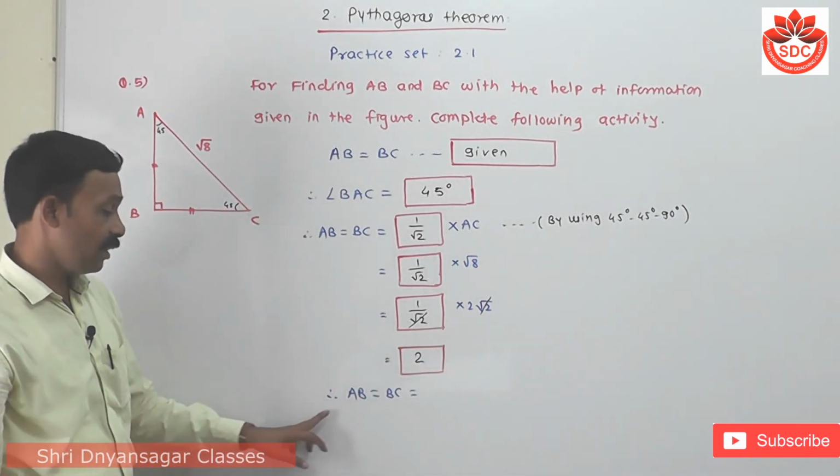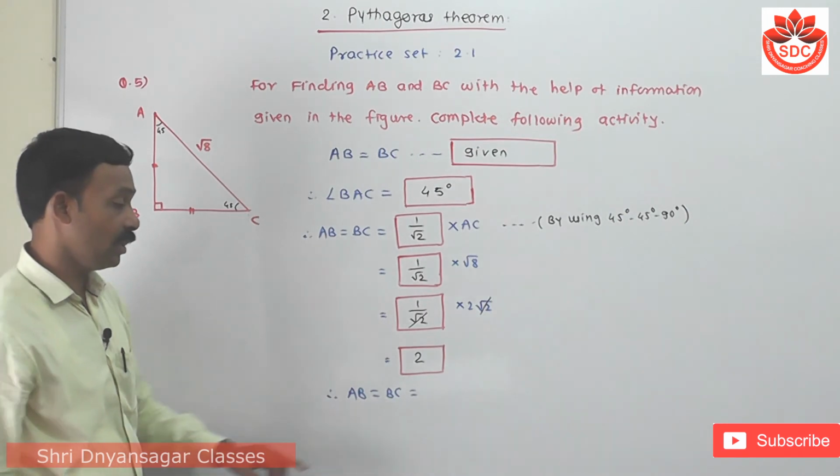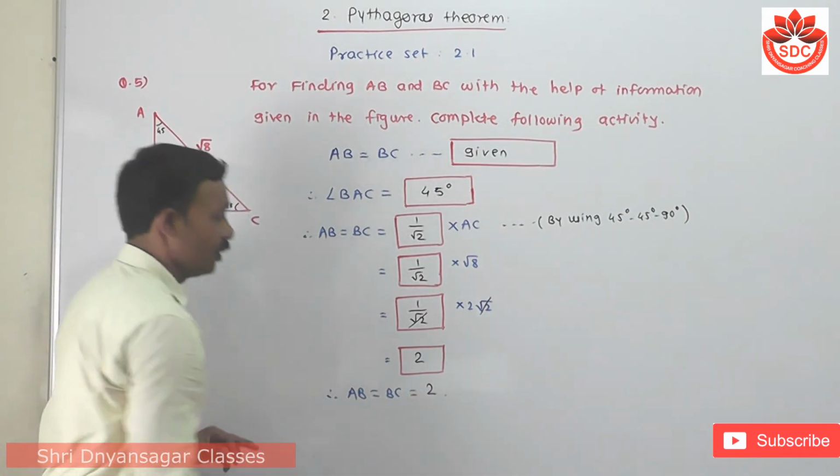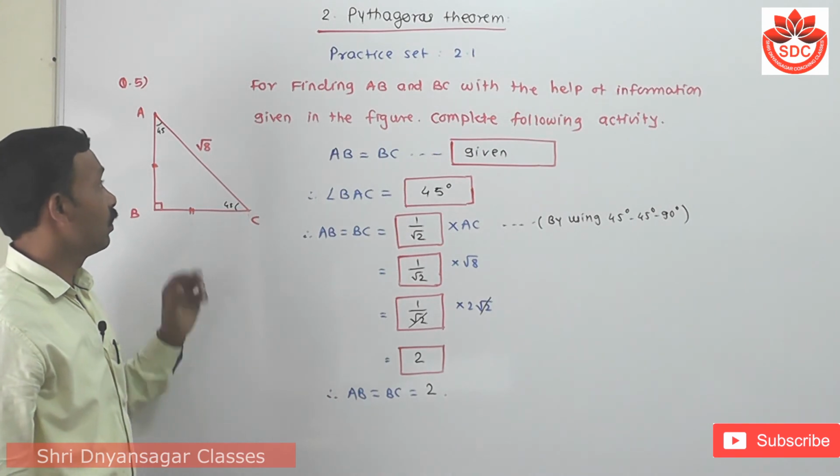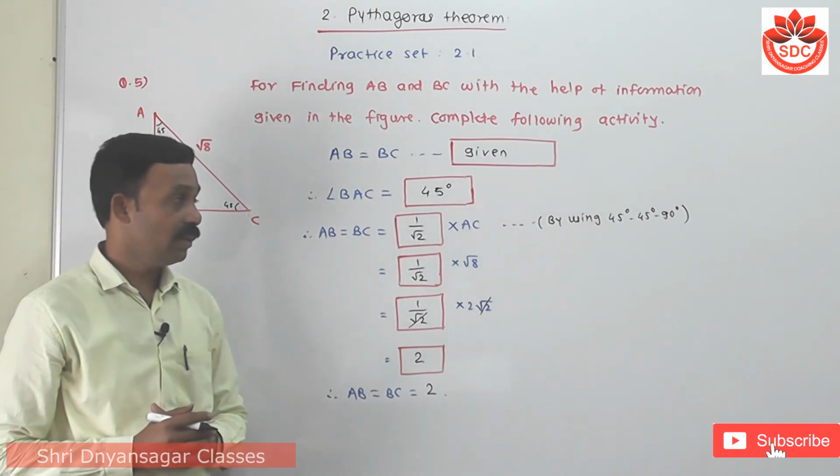So I have to write the answer in a full sentence. AB is equal to BC is equal to 2. This is our activity, question number 5. Can you understand? Okay.